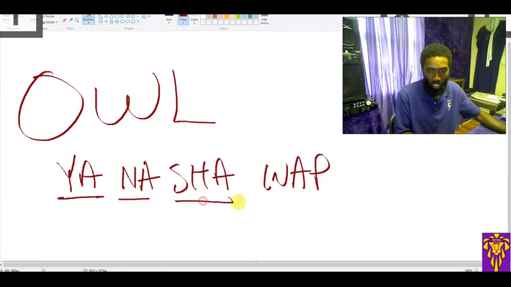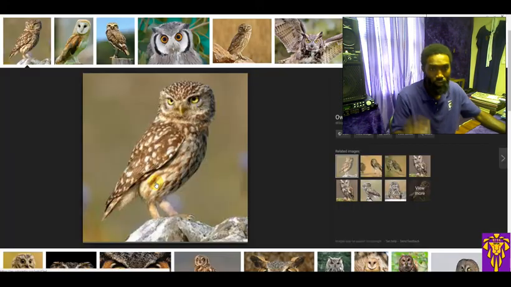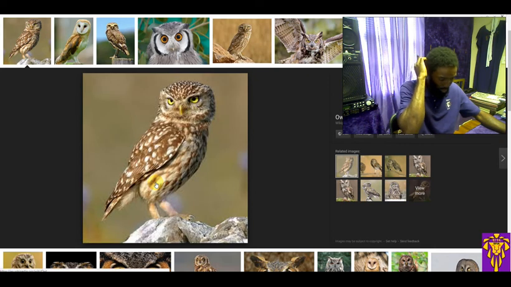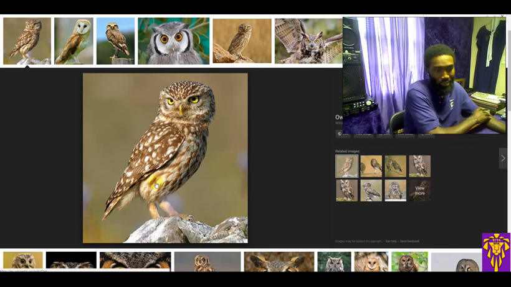Yanashawap. Yanashawap is the owl. As you can see, here's an image of the owl. Owls are nocturnal creatures. They actually come out more during the twilight than during the daylight.